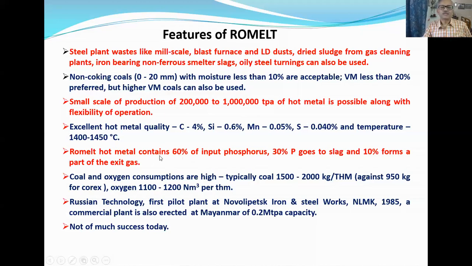Romelt hot metal contains around 50% of the input phosphorus and 30% is partitioned into the slag. But the major thing is the coal rate. You see the coal rate is very high, 1,500 to 2,000 kg per ton of hot metal, around 2 ton per ton of hot metal. So it is a very high coal rate. Obviously, the export gas will be very rich in CO, and unless you utilize it, it has no prospect. That's why, because the first plant was at Novolipetsk scale at the iron steel works in Russia, and 0.2 million ton capacity, not much success today, we don't find.